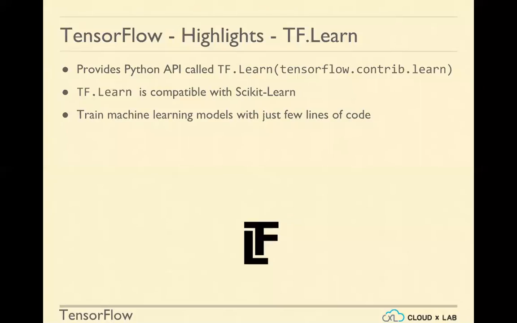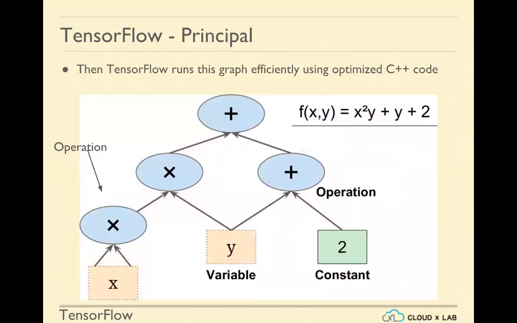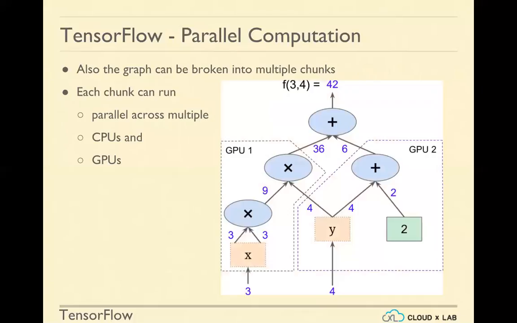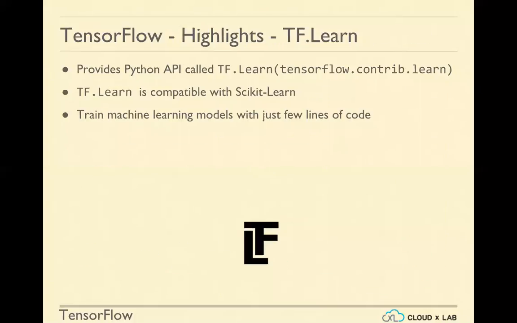Just like scikit-learn, which is a very simple library for machine learning, TF-learn is designed in the same way. Having this kind of graph brings complexity in the computation, and therefore it would take a lot of time to write even simple code. So they've created something called TF-learn, which is designed on the same level as scikit-learn.